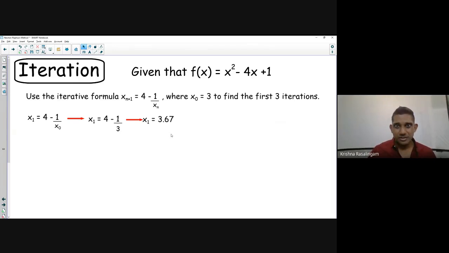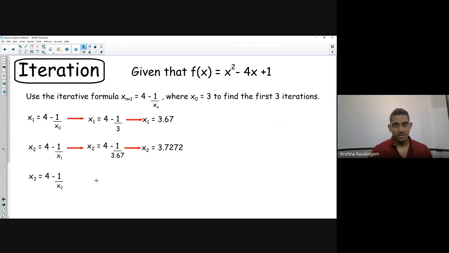And then I'm going to use the 3.67 to find x2. So x2 is 4 minus 1 over x1. If x1 is 3.6 recurring, that's what I'm going to type into the calculator, and that's the result I get. Then I do this again. That's the iteration part. It's just doing it again. So I sub in x2 is 3.72 recurring, and I end up with that as an answer.